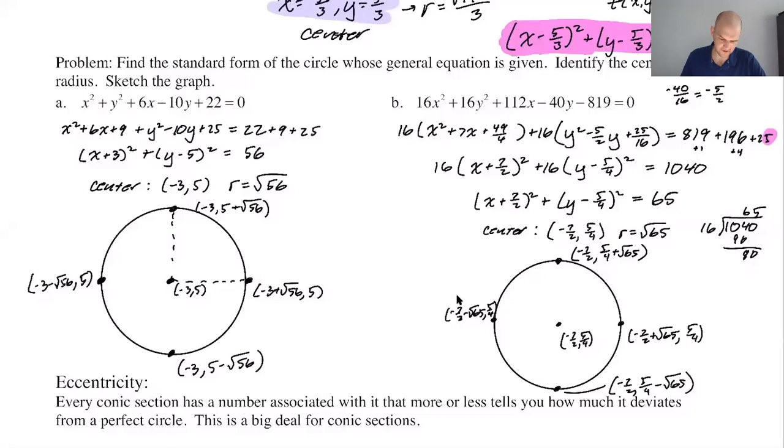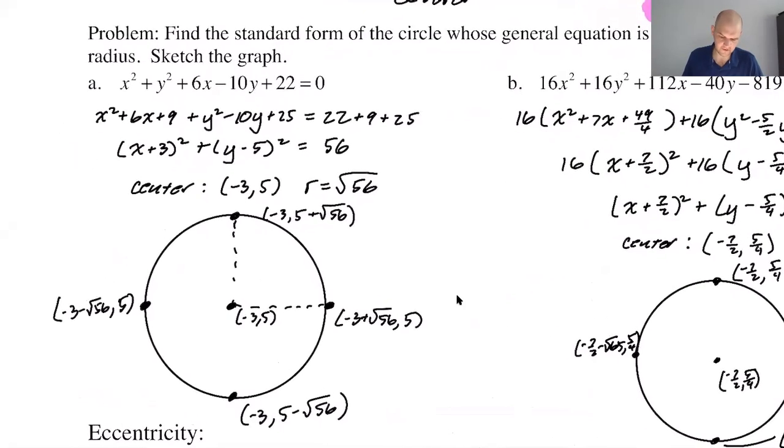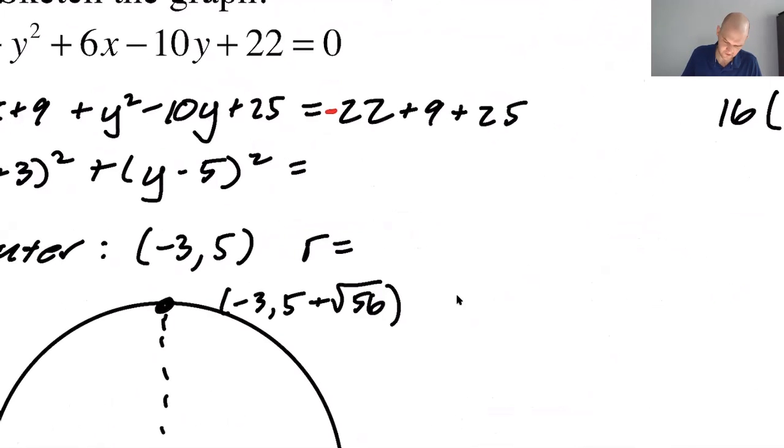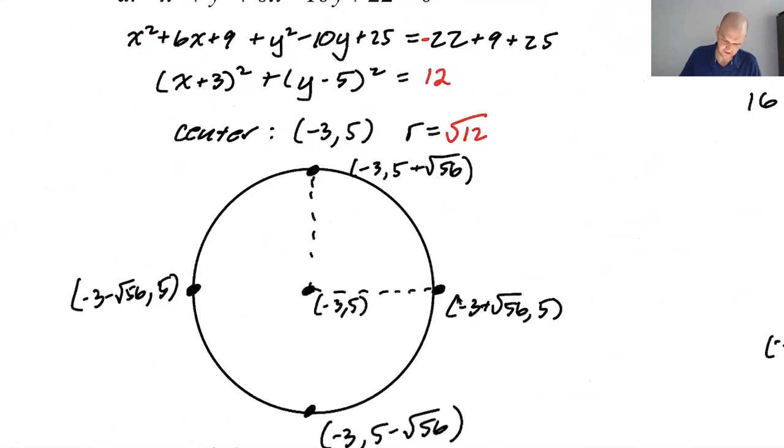All right, so where did it go wrong? Where did it all go wrong? It all went wrong right here when I made this plus 22. This is supposed to be negative 22, which is going to change just like everything. So this will be 12, radical 12. Then I got to change all of these.